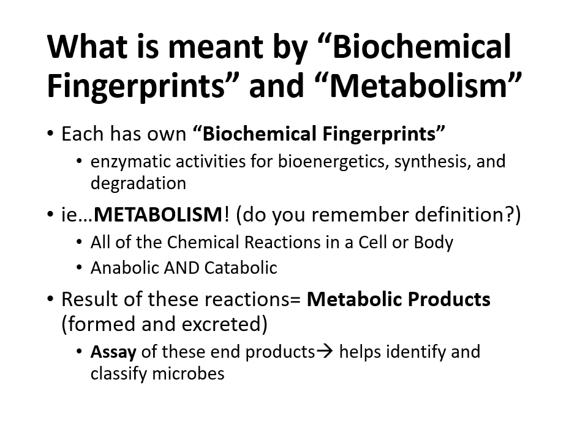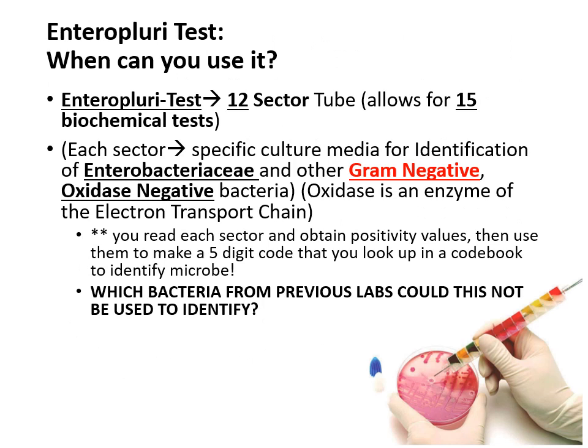Now, in terms of biochemical fingerprinting, the way that we're able to identify and classify microbes is by the metabolism or metabolic end products. Okay, we're able to assay or use differential media to try and identify the unknown bacteria based on which enzymes, which reactions that bacteria performs. So one of the tests that you can use to identify an unknown bacteria from a culture is the Enteropluri test.